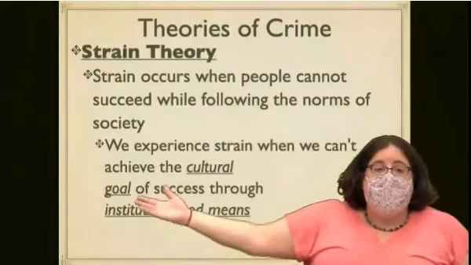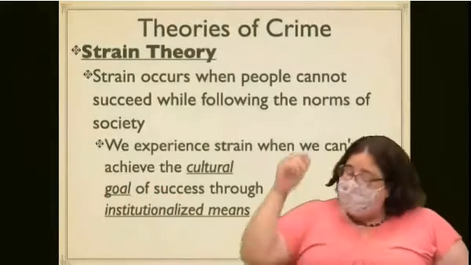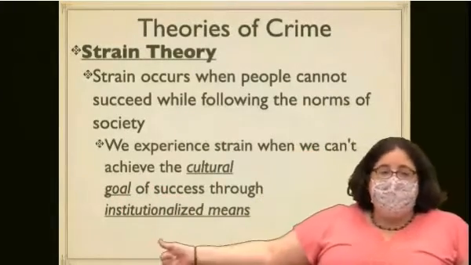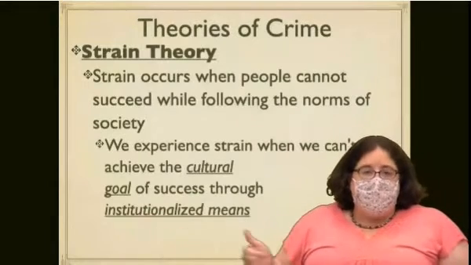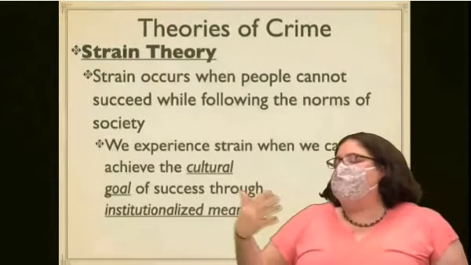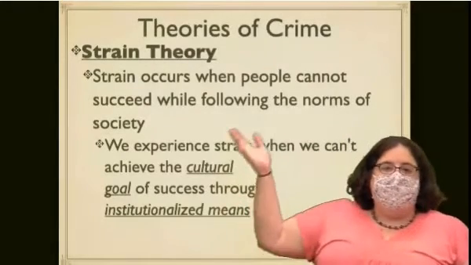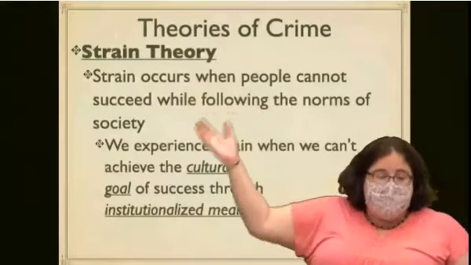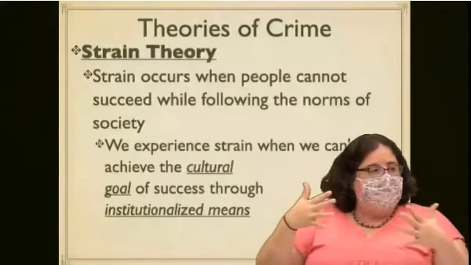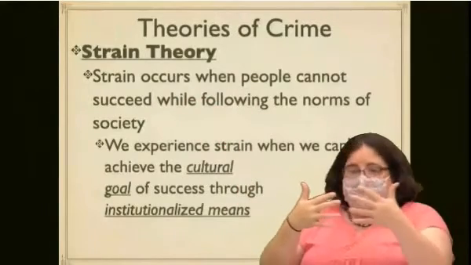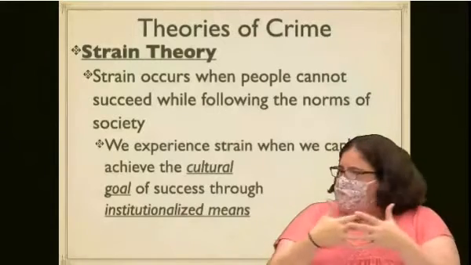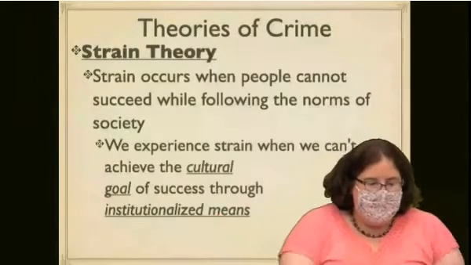So if you really want a car and you buy into that goal, and society says you should have a car, but you can't achieve it through any of the normal ways of doing it, you're more likely to turn to crime or deviance to achieve that goal. Strain occurs when there's a mismatch between the goal you're supposed to have and the options for achieving it. Does that make sense? We've all felt strain before, I think.